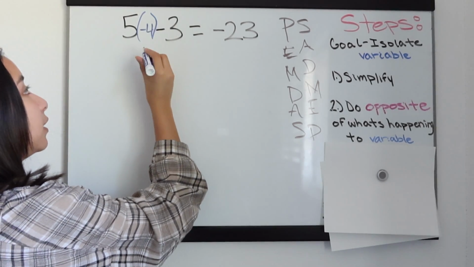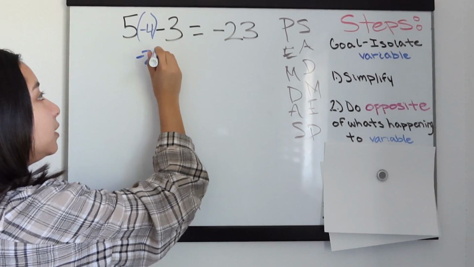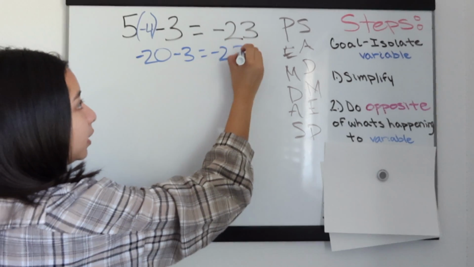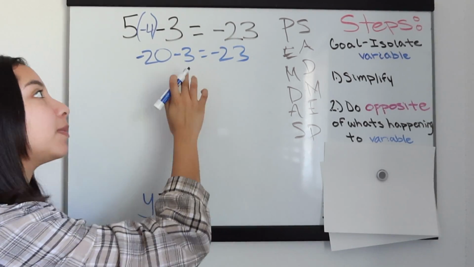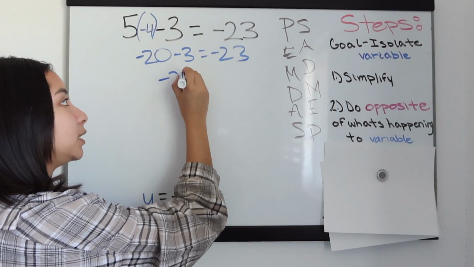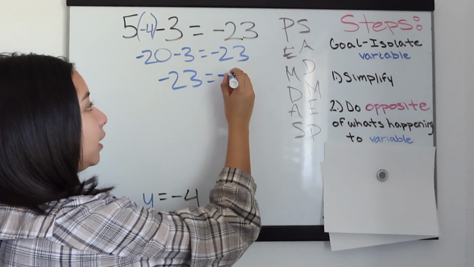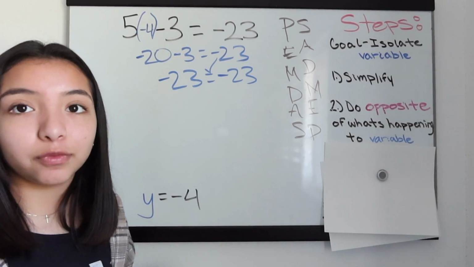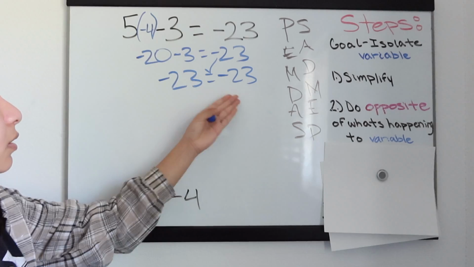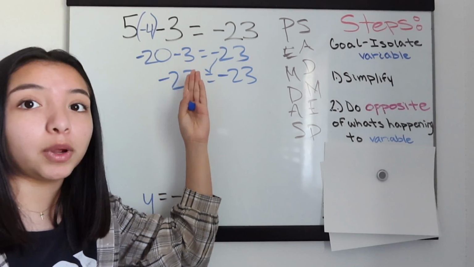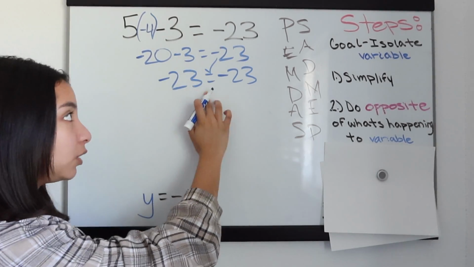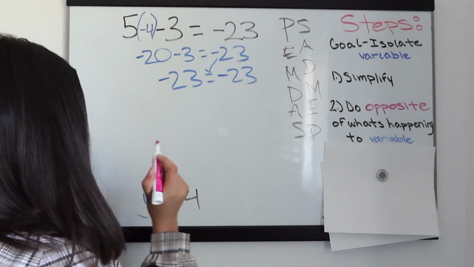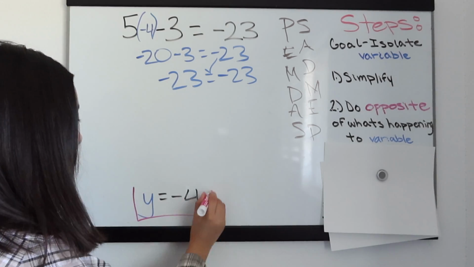So 5 times negative 4 is negative 20, minus 3 is equal to negative 23. All right, negative 20 minus 3 is equal to negative 23, is equal to negative 23. So y being equal to negative 4 does make this equation, the original equation, true, because negative 23 is equal to negative 23. Therefore, y is equal to negative 4.